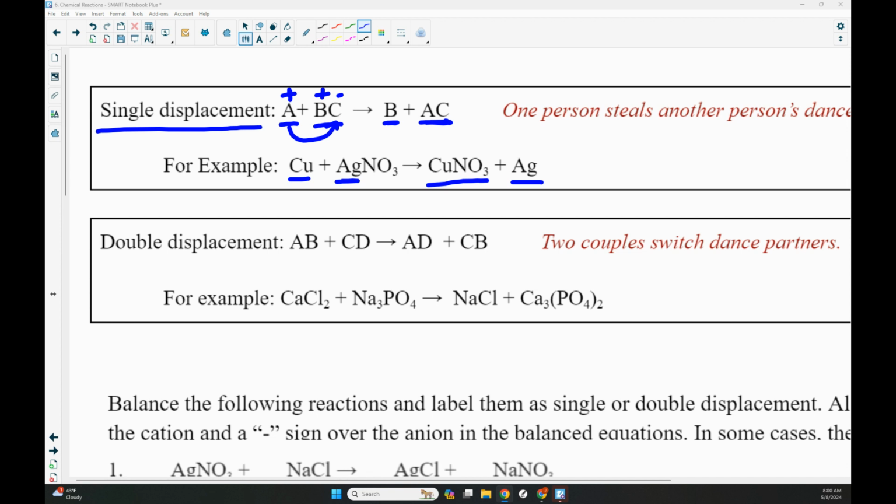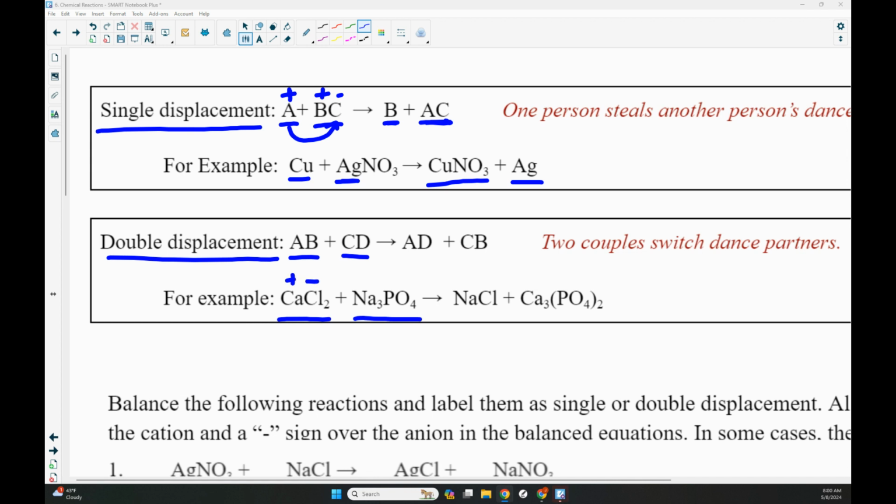The other type of reaction we're talking about today is the double displacement. This is characterized by two couples showing up at the dance together. We have A with B and C with D, and basically these couples both size each other up, and they decide that they would both like to switch dance partners. Specifically down here in this example, we have calcium chloride and sodium phosphate.